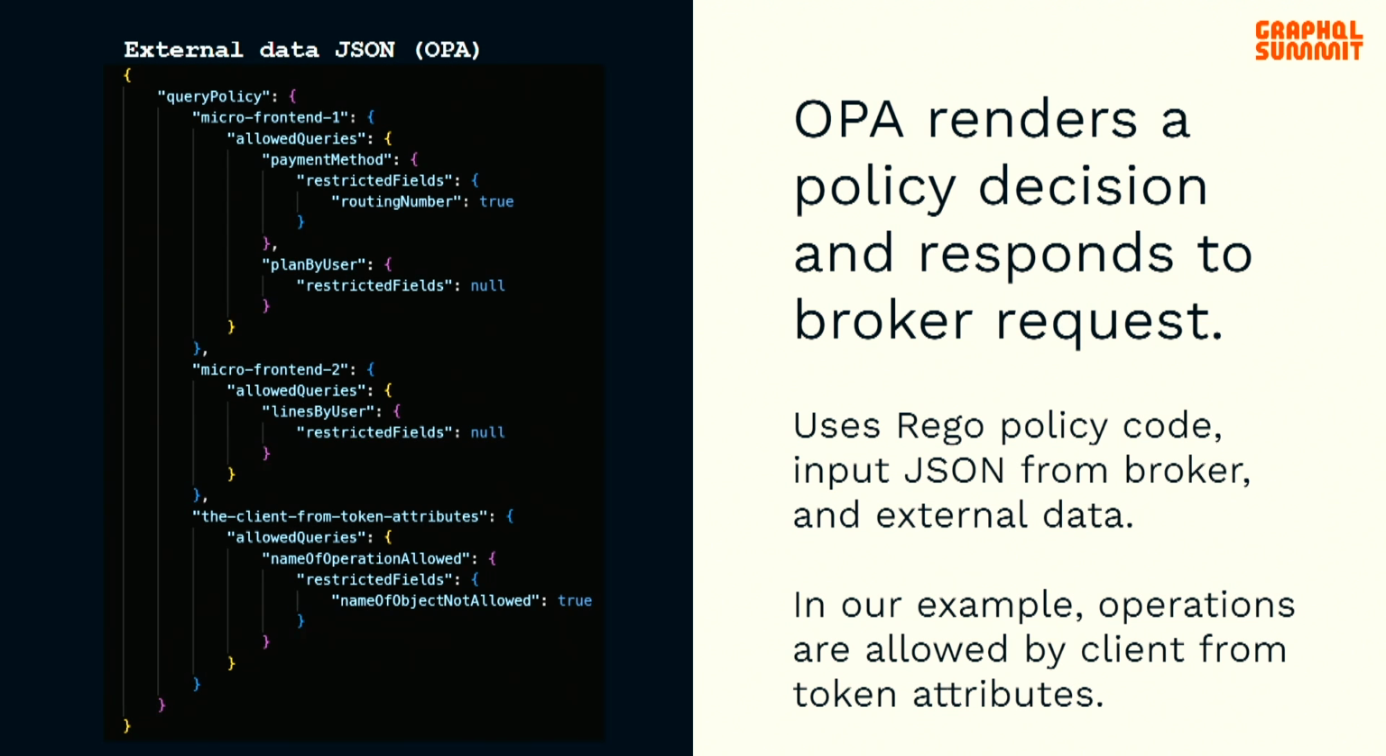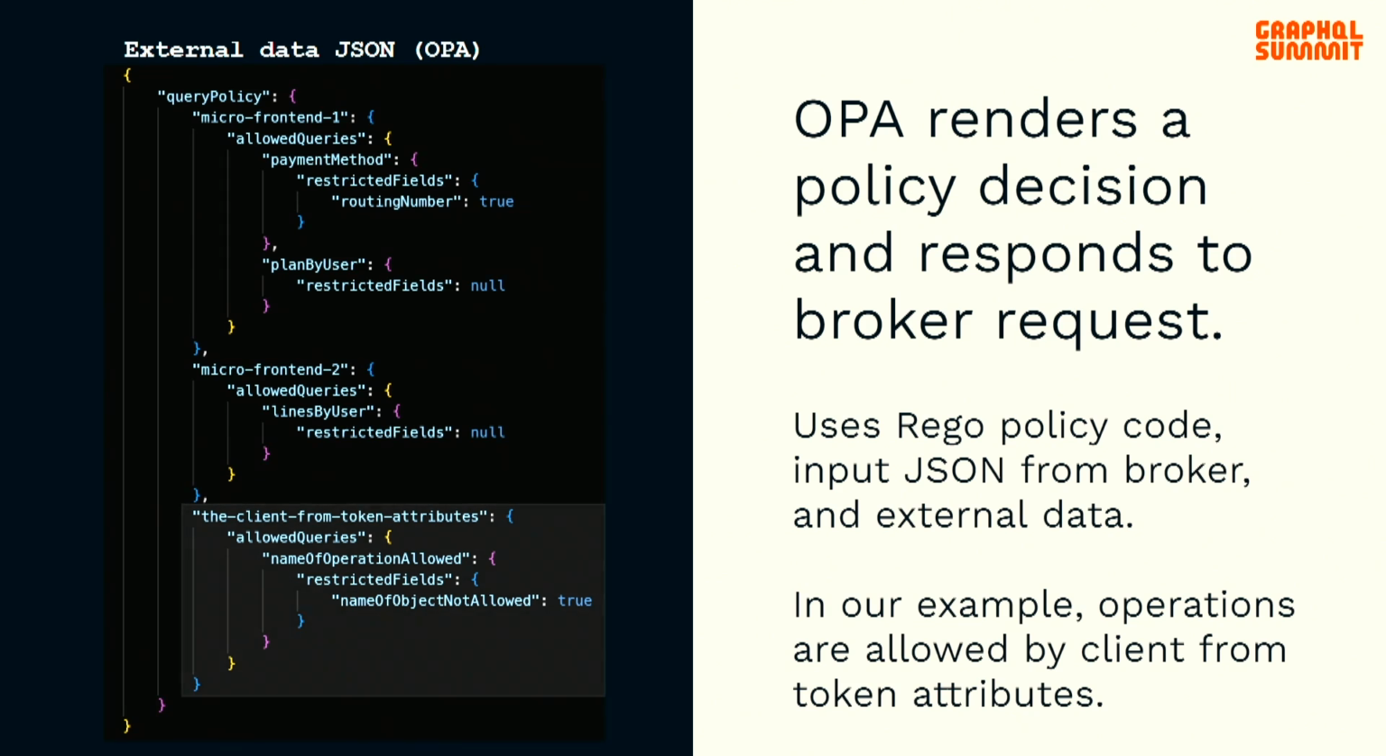So at the OPA service, the Rego policy code factors through all this data, this input object from the broker, and then these external policy data, and that's what is displayed there. OPA will render a policy decision. So this is what we've come up with for the shape of this policy data. And OPA then parses that auth header, and that's what renders in this bottom one. It's describing the shape.